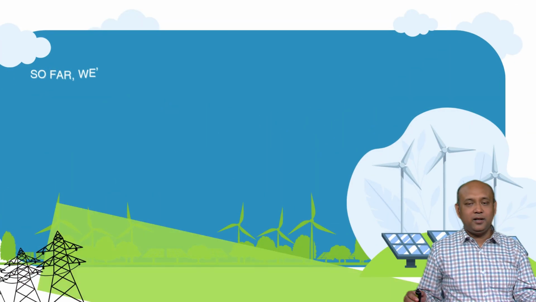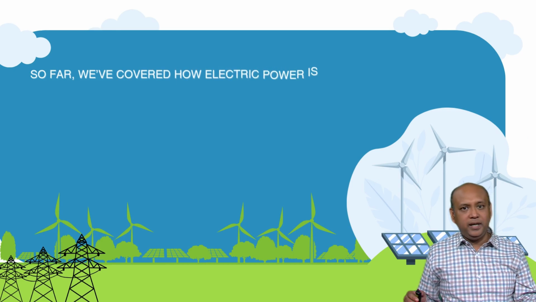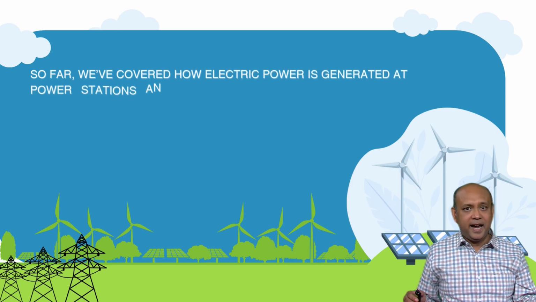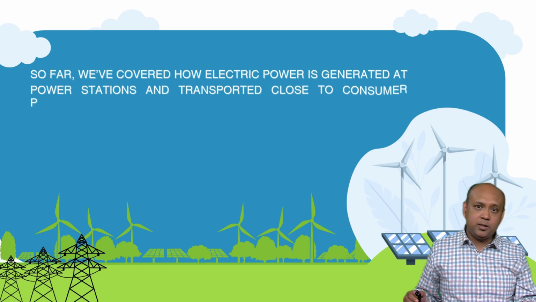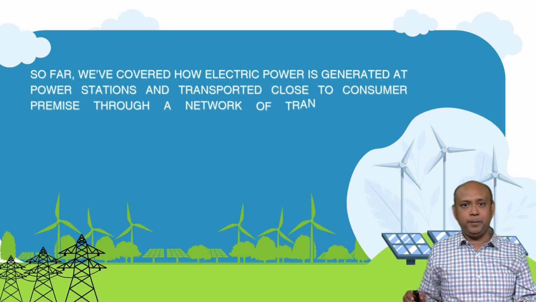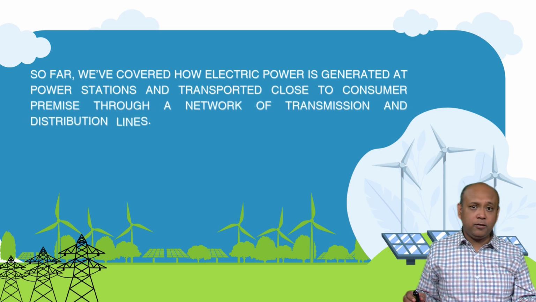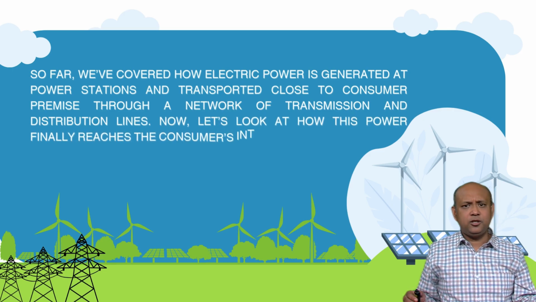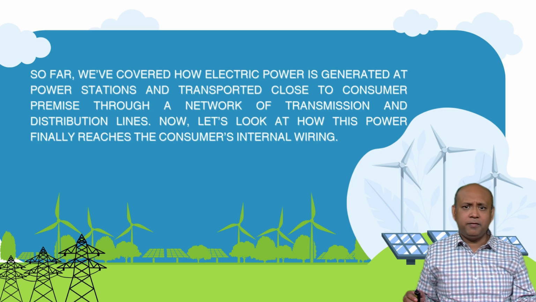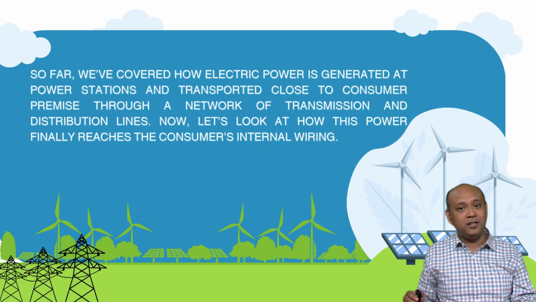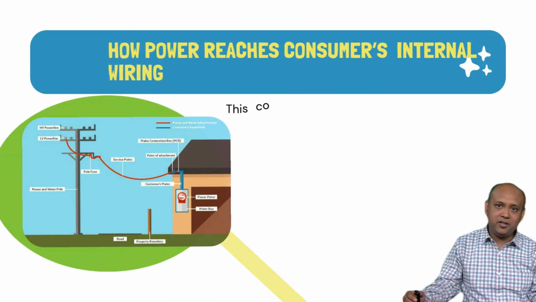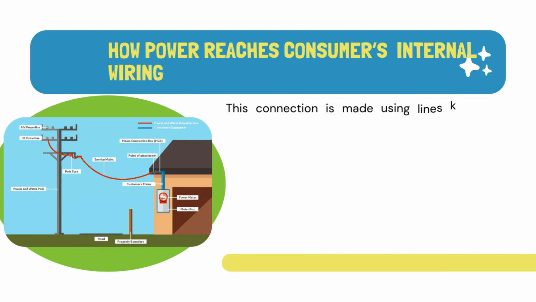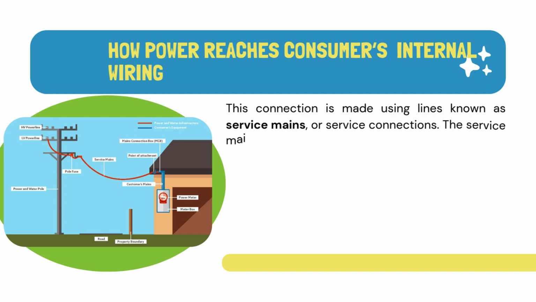So far, we have covered how electric power is generated at power stations and transported close to consumer premises through a network of transmission and distribution lines. Now, let's look at how this power finally reaches the consumer's internal wiring. This connection is made using lines known as service mains or service connections.